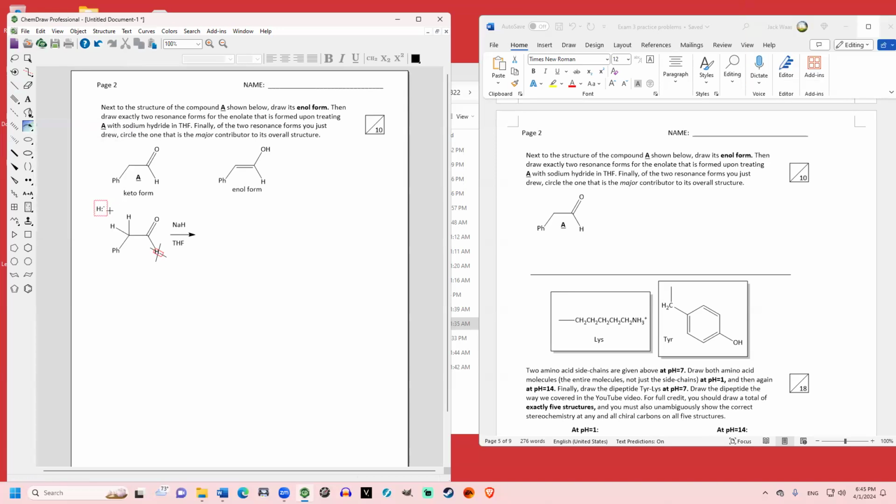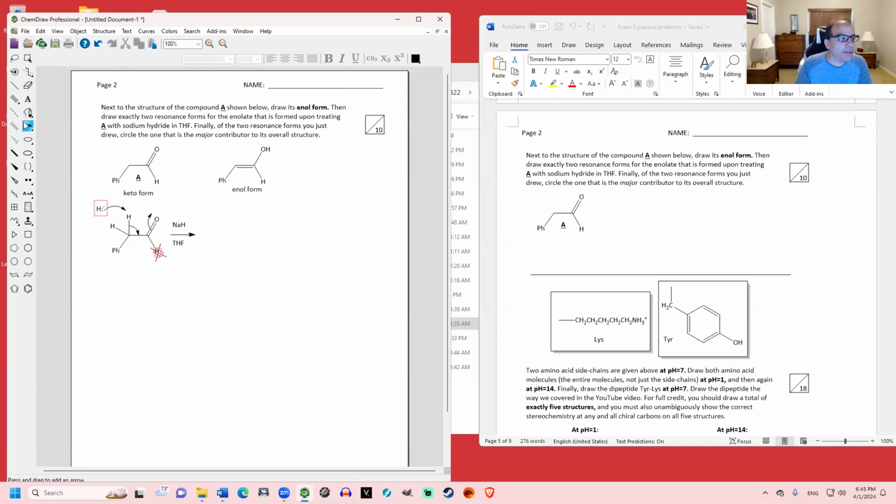And you could have used sodium hydride or any of a variety of other bases. It's not asking for the mechanism, but I'm showing it anyway. So hydride pulls off the proton. The electrons from the CH bond go in between the 2 carbons, and we break the carbon-oxygen pi bond. And we get the enolate.